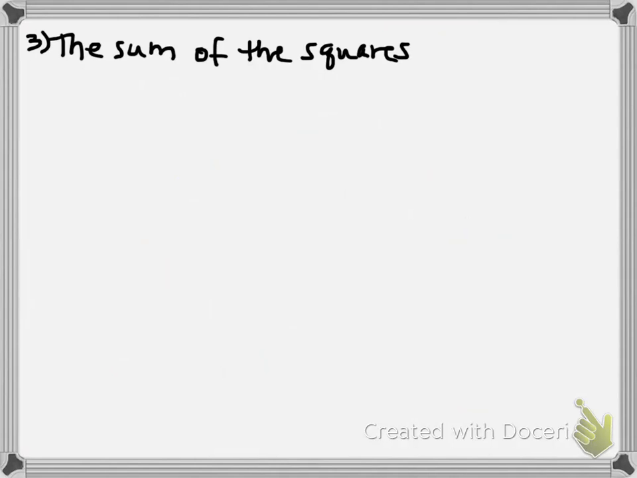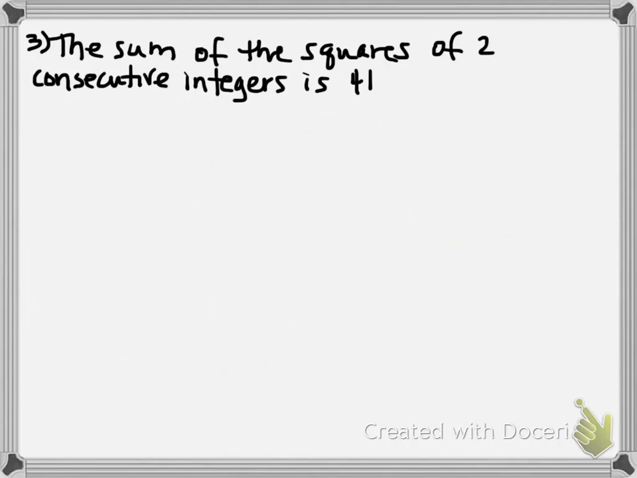We have the sum of the squares of two consecutive integers is 41. Find the integers.